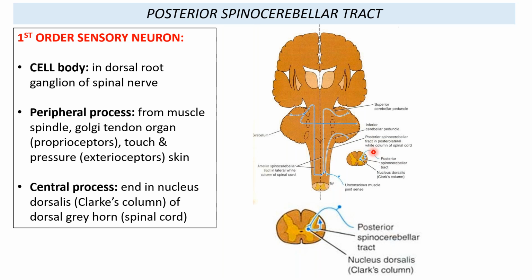The peripheral process receives the impulses from the muscle spindle, Golgi tendon, all the proprioception impulses, and its central process is going to end where? Into the nucleus dorsalis, Clark's column. This is the expanded view. It is going to end in Clark's column, or the dorsal gray horn of the spinal cord, and then ascend up here. We saw the location in the lateral funiculus, the posterior spinocerebellar tract. So these are the first order.